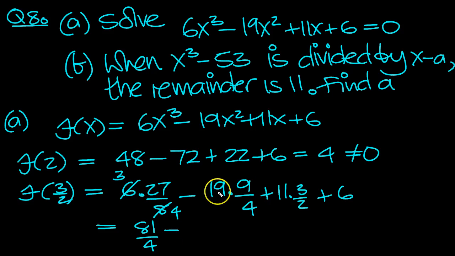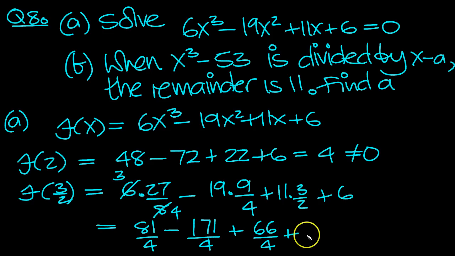Minus 9 19s over 4. 10 19s is 190, so this is 171, isn't it? 9 10s are 90, 9 9s are 81. So 171 over 4. And then we've got plus 33 over 2, which is 66 over 4. And the last one is 24 over 4, because 6 fours are 24. I doubled 33 to 66, so the bottom is 4.